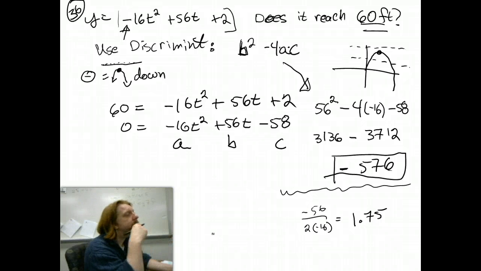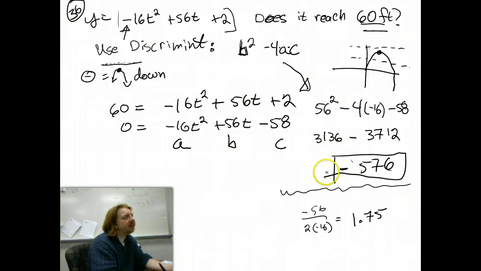Like for the answer, how do you know if it reaches 60? Like how it's negative 576? How many solutions is that then? If the discriminant is negative, how many solutions? Right. No real solutions. So that one's like wrong. So that means it can't happen.